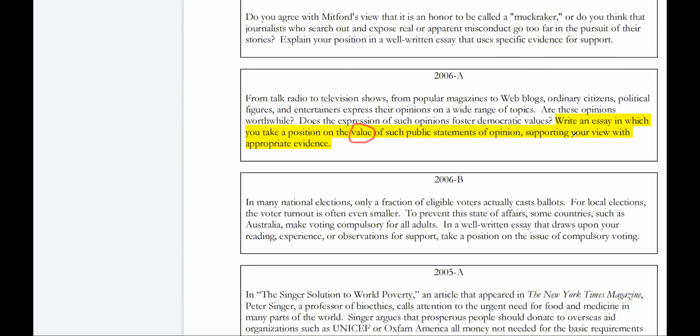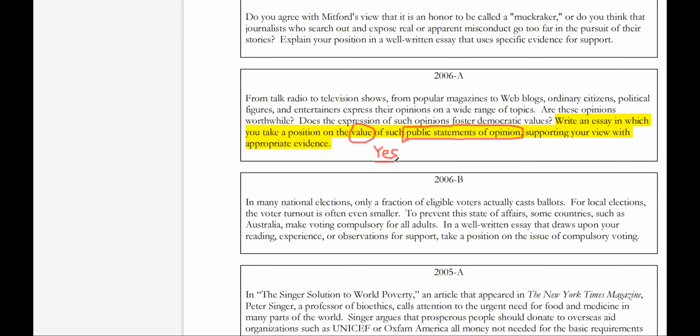So in this case, do we have any players in this activity? It's a public statement of opinion, right? So we want to prove that. Let's say yes. Okay, let's assume that our thesis is yes. It does present value, right?